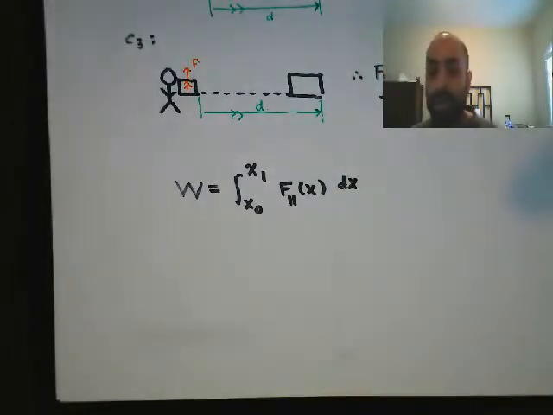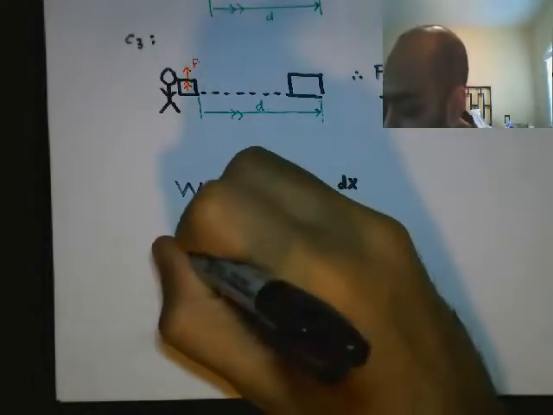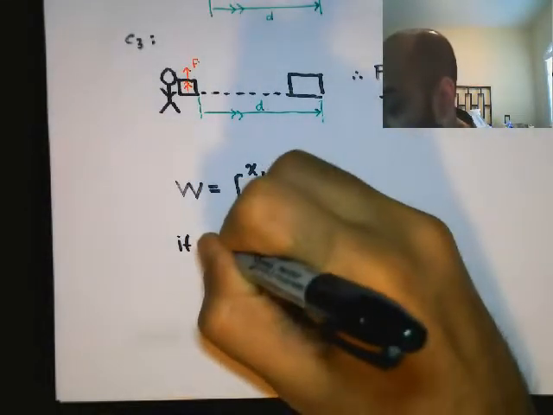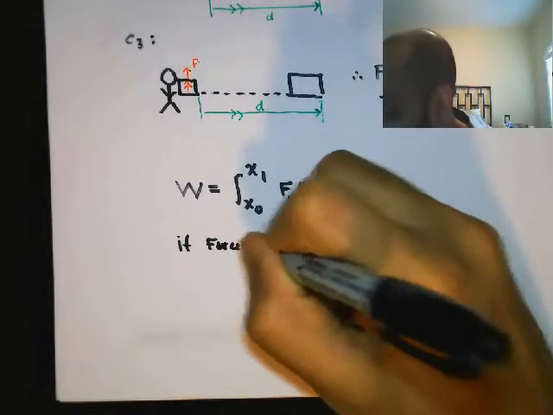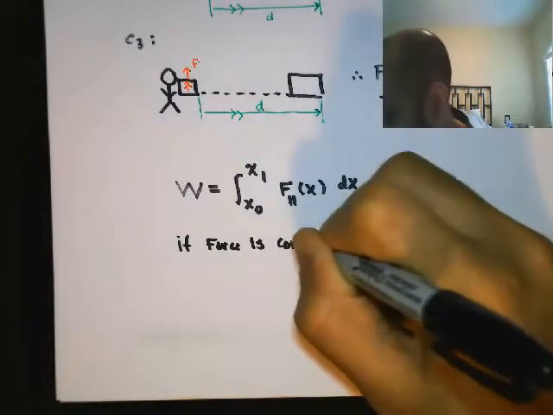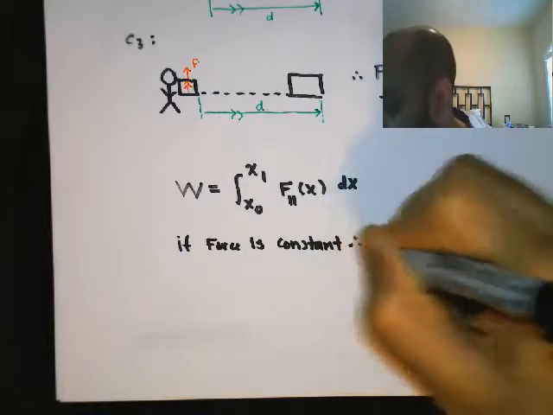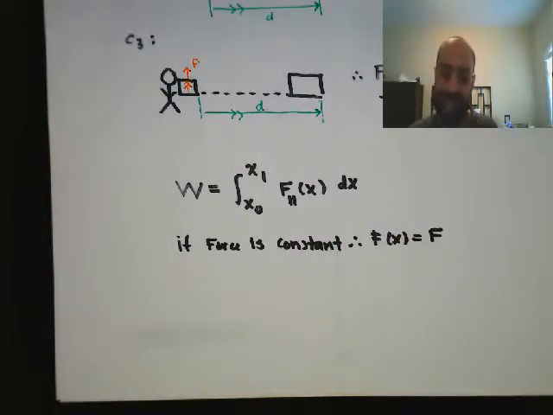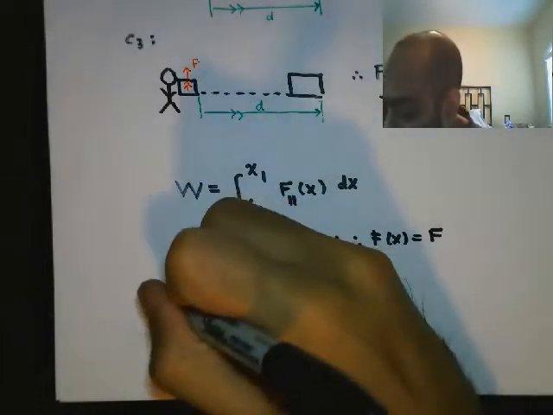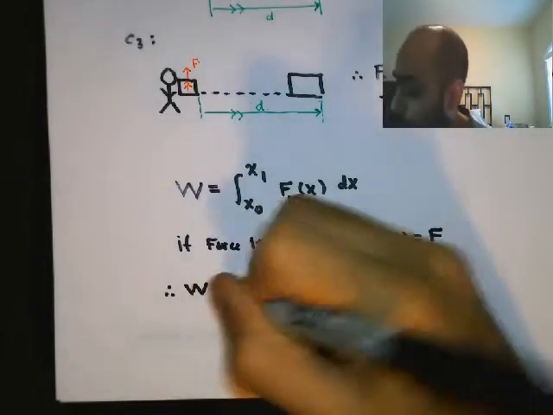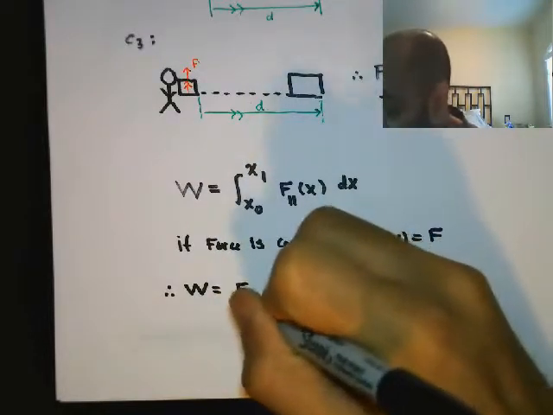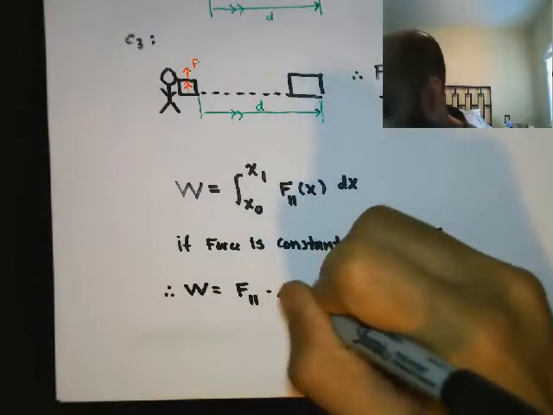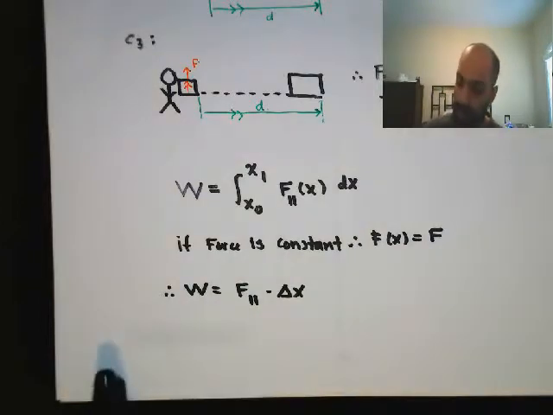Now, because we're in Physics 1, there's not going to be any calculus involved. What happens is that a lot of times we're going to be dealing with the force being constant. Therefore, if the force as a function of x is just equal to a constant F, that leads us to your formula for work, where work is going to be F parallel multiplied by the displacement. Okay?